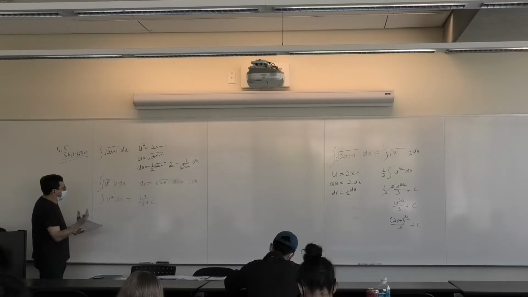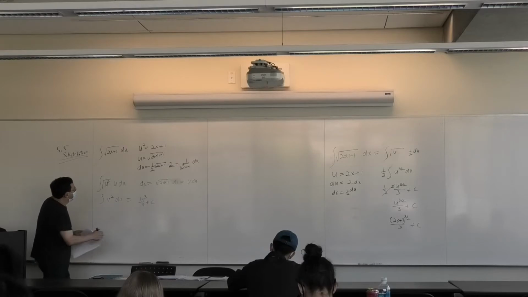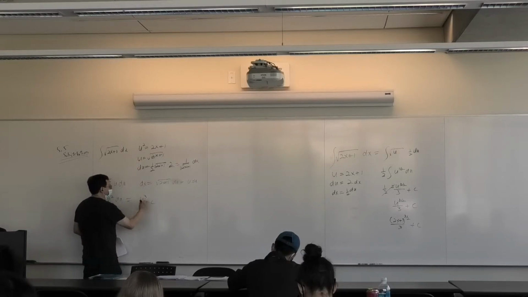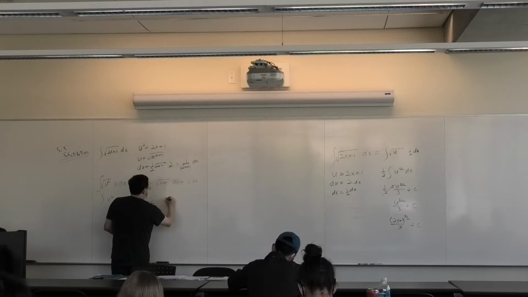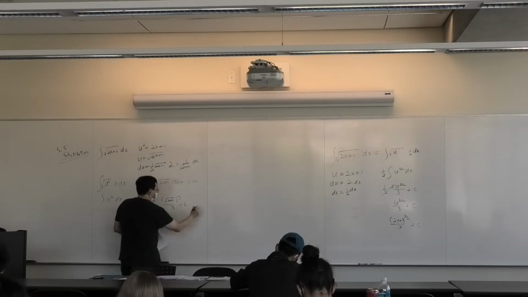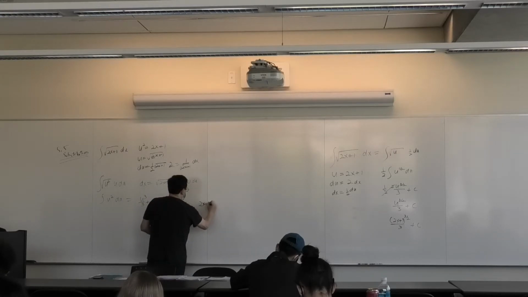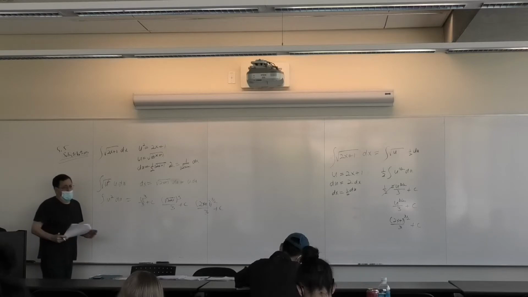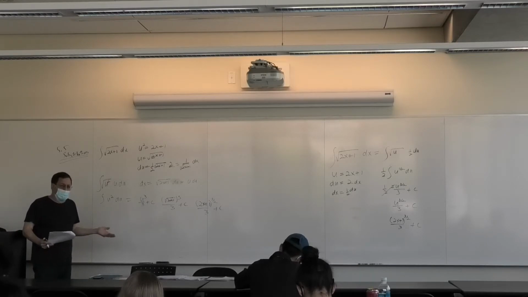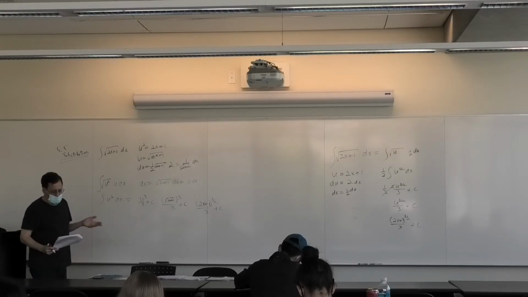Well, again, we have to substitute back. So we substitute u back in here, and we get the square root of 2x plus 1 cubed over 3, which is just as we had before, 2x plus 1 to the 3/2 over 3. So with different substitutions, one of them might not work, but if they both work, you'll get the same result.